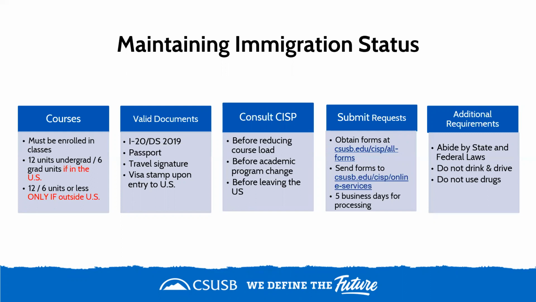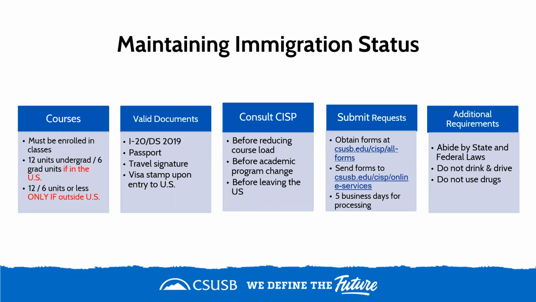Remember to always keep valid documents, either an I-20 for F1 students or DS-2019. A valid passport, and if you are leaving the U.S., you must have a valid travel signature on each of these documents, and also a visa stamp to re-enter the U.S.